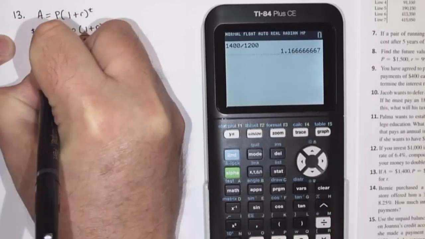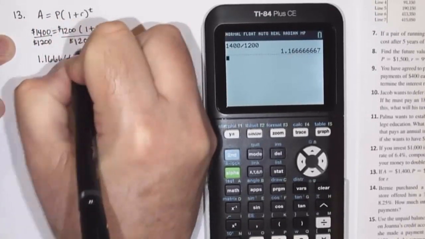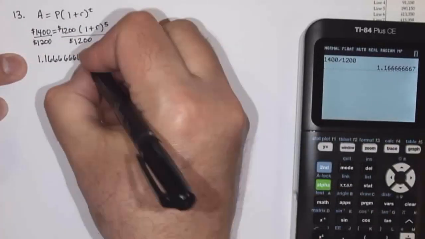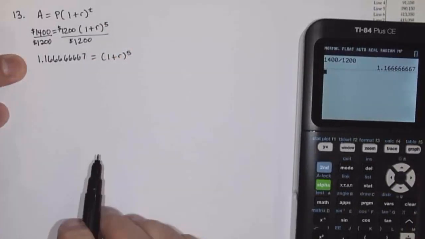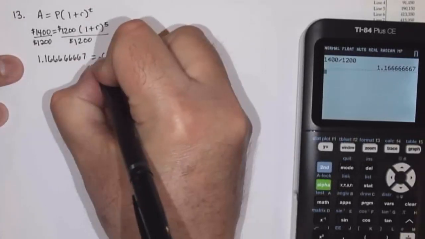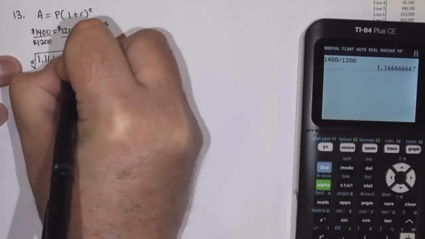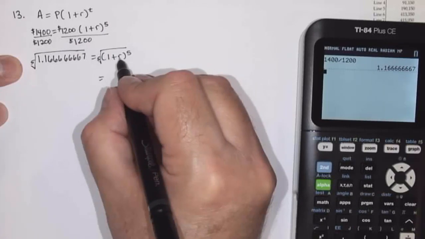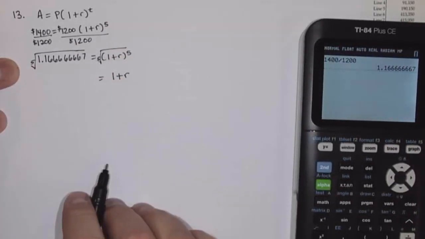1.166666667. I don't want to round because that could cause error. And that is equal to (1 plus R) raised to the 5th power. Well, to get rid of the 5th power, I'm going to take the 5th root of both sides. On the right-hand side, the 5th root of (1 plus R) to the 5th power will just be 1 plus R. That's kind of the point.